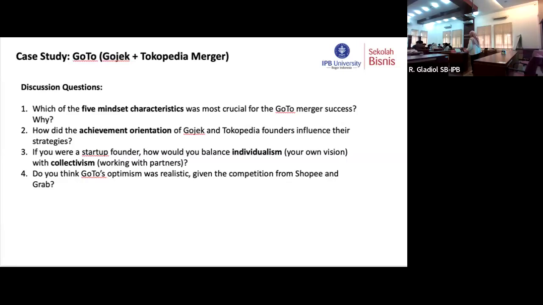Okay, so you believe that Gojek and Tokopedia know what resources they have, and then the external factors that they cannot control and so on. Yeah. Okay, good. How did the achievement orientation, number 2, of Gojek and Tokopedia founders influence their strategies?